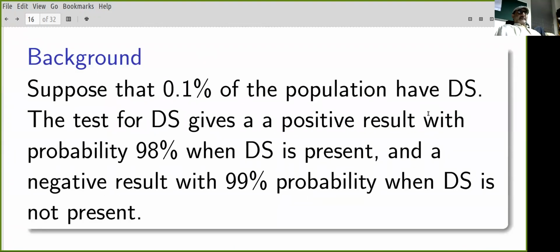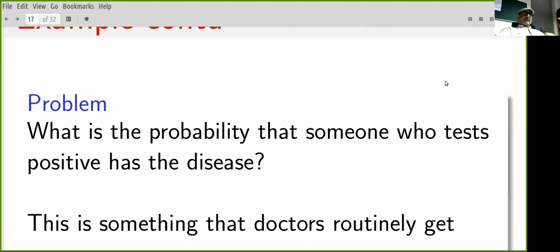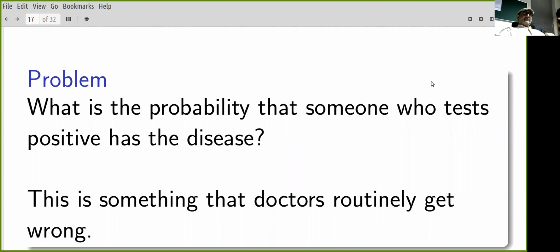Okay, so let's try this. Suppose that 0.1% of the population has Doofenshmirtz syndrome, and the test for DS gives a positive result with probability 98% when DS is present, and a negative result with 99% probability when DS is not present. So the probability of a test reading positive given the disease is 0.98, and the probability of the test reading negative when the disease is not present is 99%. So what's the probability that someone who tests positive has the disease? This is something that doctors routinely overestimate.